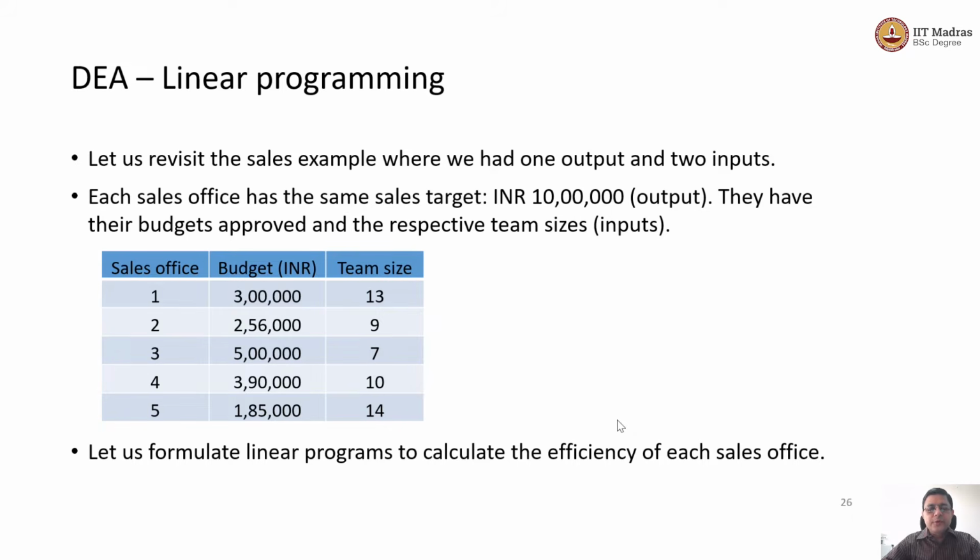Recall that we had two inputs. The two inputs were the budget allocated to each of the sales offices and the team sizes, the sales and marketing team that was available in each of the sales offices. And the output is kept constant. Output is a single output, the sales targets that each of the sales offices have to achieve. So this was an earlier problem, and we had actually solved that problem graphically, but now we are going to formulate a linear programming problem and essentially solve it in Excel, and let us hope that the answers match.